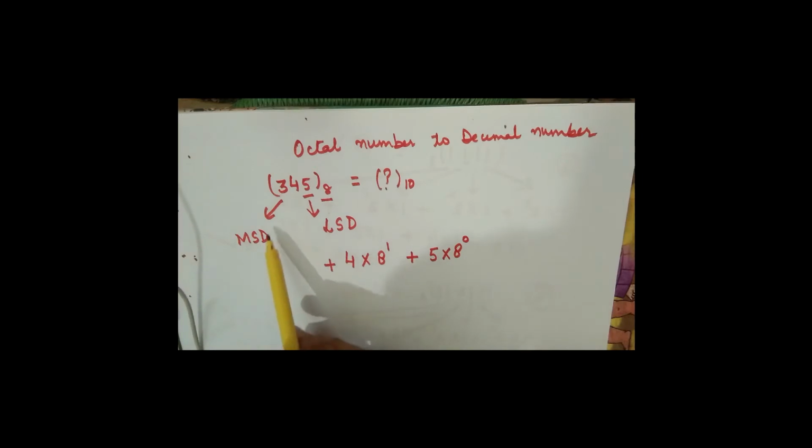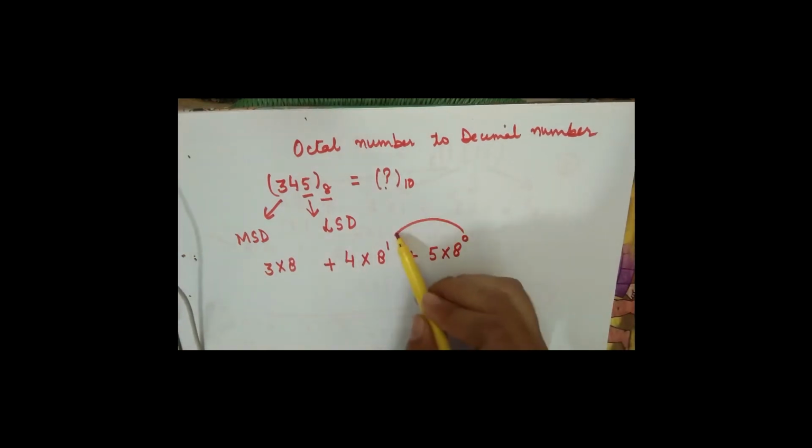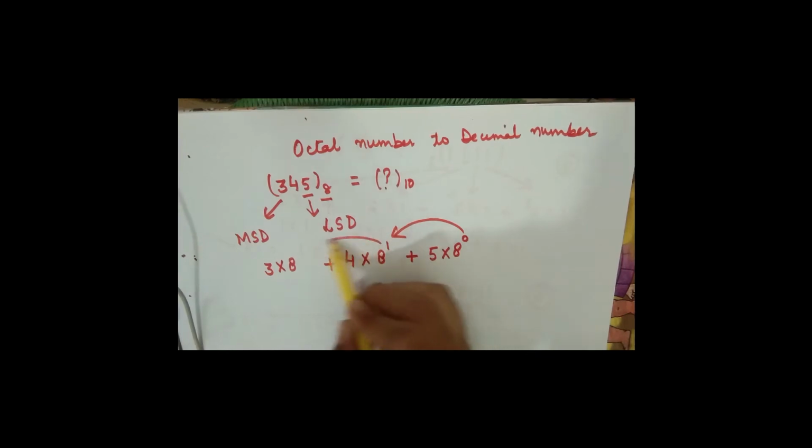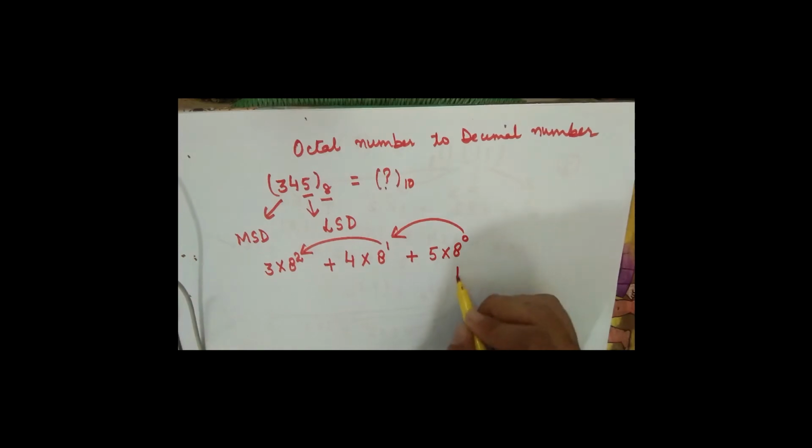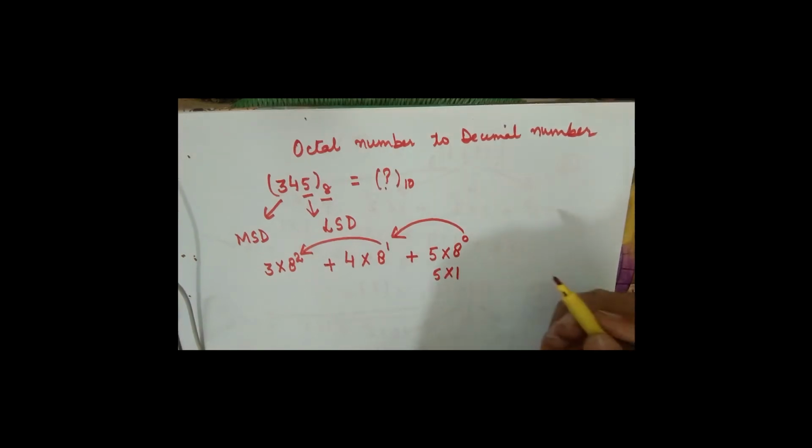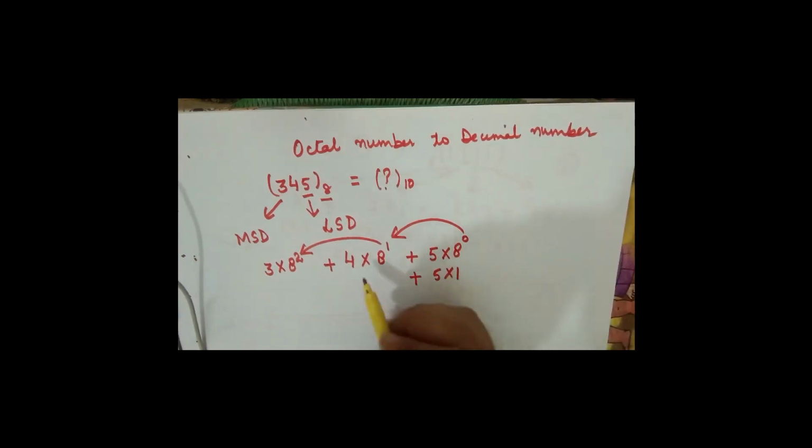So 3 is my most significant digit. Multiply it by base, that is 8. We have increased the power from 0 to 1, and now here power will be increased by 1. Here power will be 2. Any number with the power 0 is always 1. So now the result will be 1 into 5. 8 raised to the power 1 is 8 into 4.